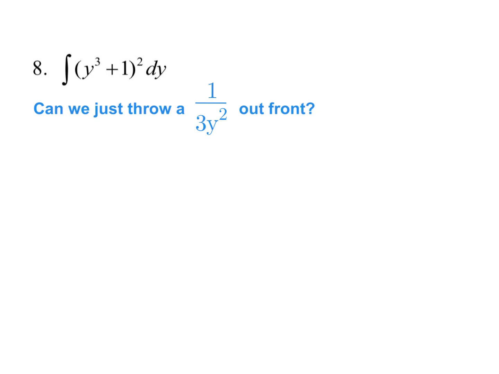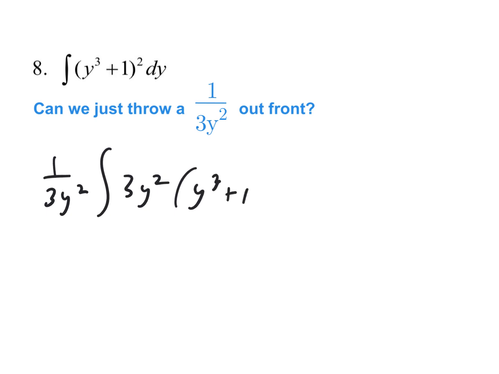Out with this. So could we, and I'll write it out for you. Can we do this? 1 over 3y squared, and then I would throw my 3y squared in there. Can you do that? Is the question that I'm trying to ask. Can you just put one of these out here like this? They cancel out, and now we can do the problem just like the last one. And can you do this? Is the question.